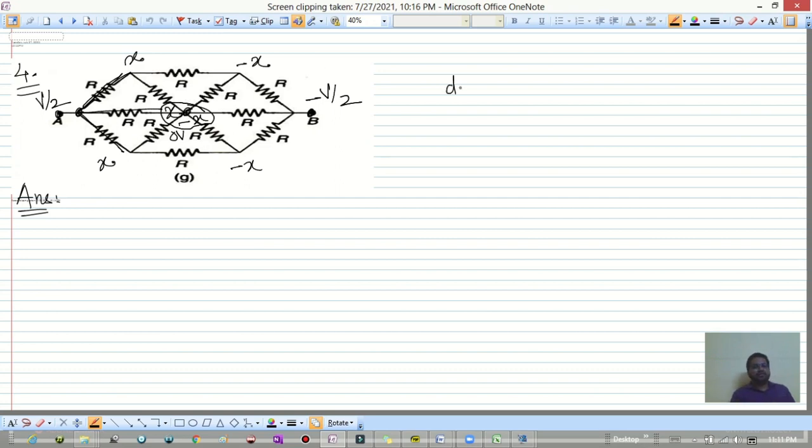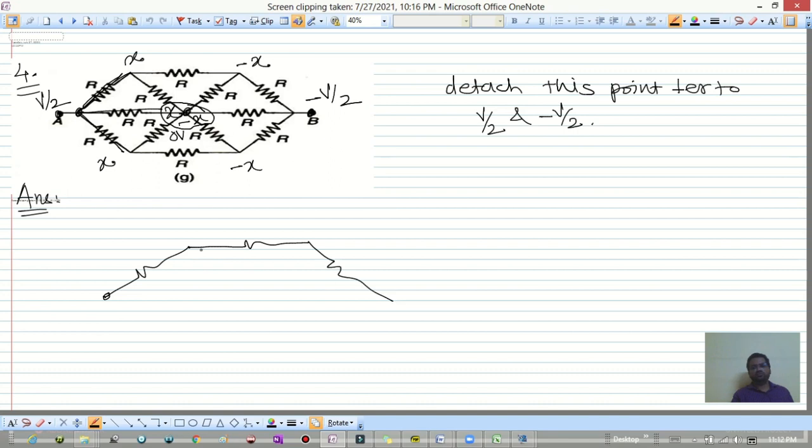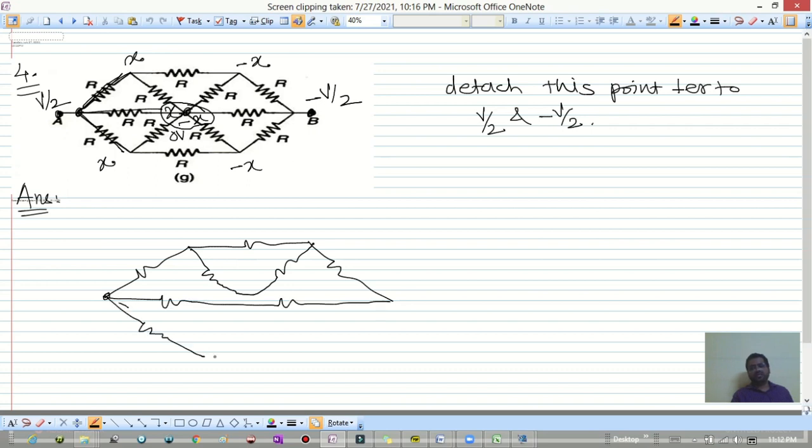You can detach this point perpendicular to V by 2 and minus V by 2. So the circuit will become like this. I'm removing this point. So see, now it is a very simple circuit, isn't it?